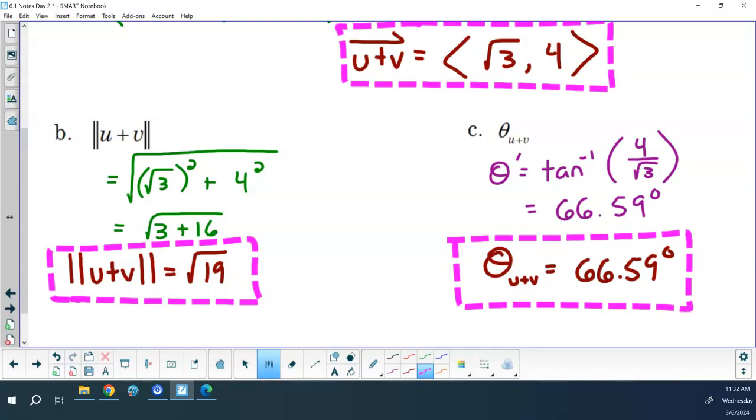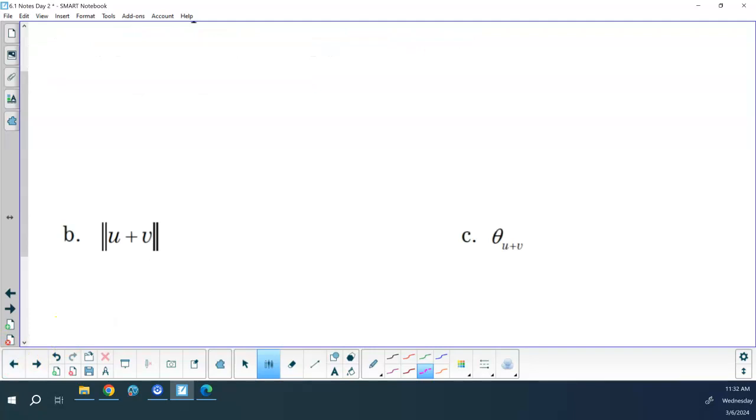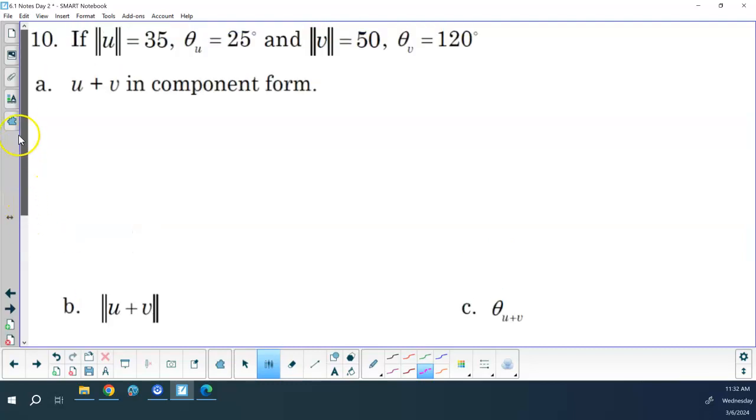With that being said, I would like you to now do number 10. Round your vector to the tenths. Let's go 2 places. Go 2 places for everything.